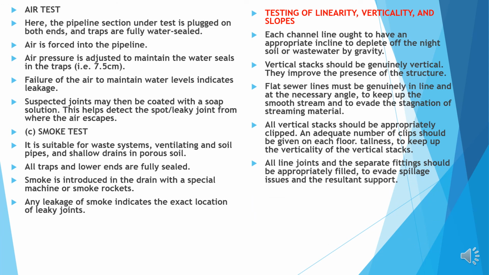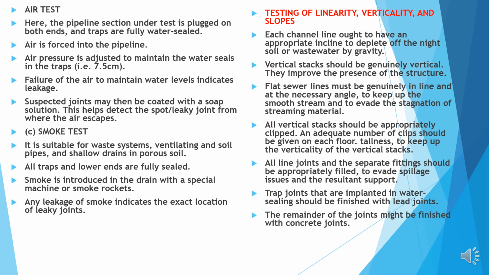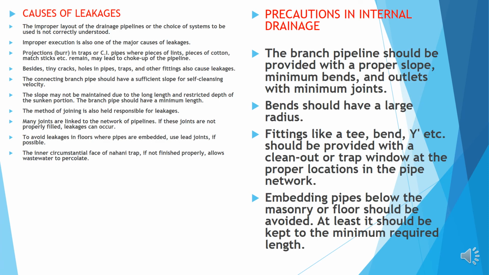All pipe joints and the respective fittings should be properly filled to avoid leakages. Trap joints that are embedded in water sealing should be finished with lead joints. The remainder of the joints may be finished with cement joints. Use solvent chemicals for the joints in the PVC pipes.